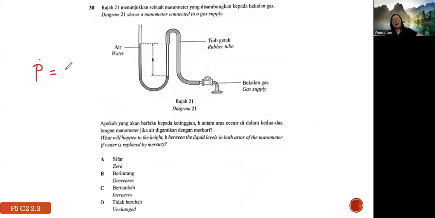But they are using the liquid, so we are using the equation for liquid pressure, H rho G. In the context of using a manometer, this H is the difference of level in this liquid. Now I just change the liquid inside the tube, meaning I change water to become mercury. But do I change the gas supply? No, correct or not?